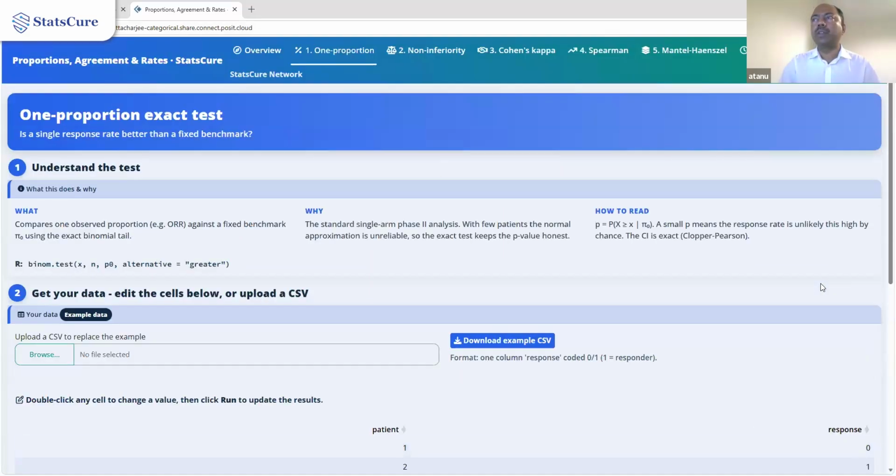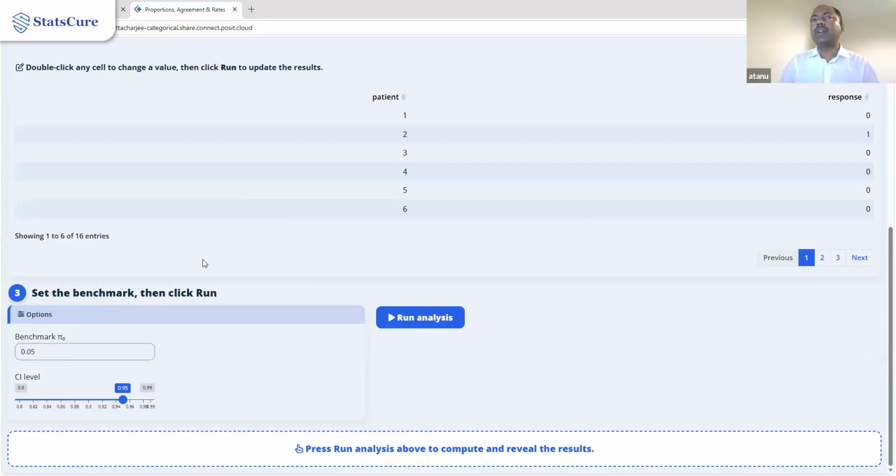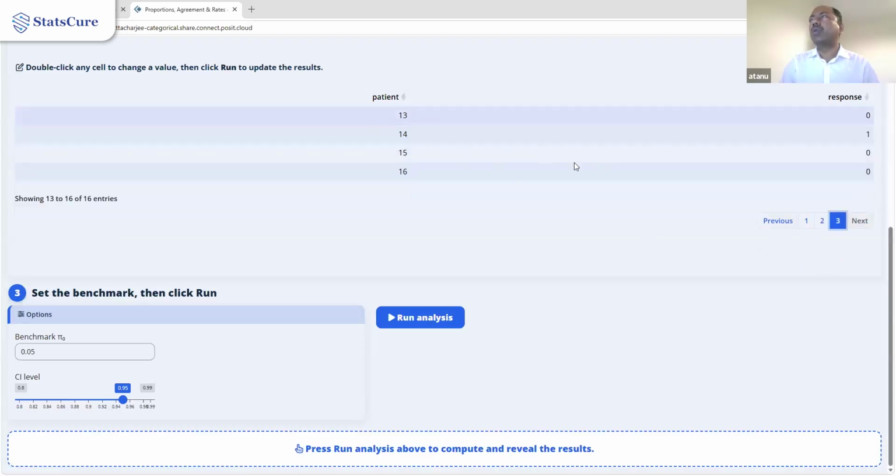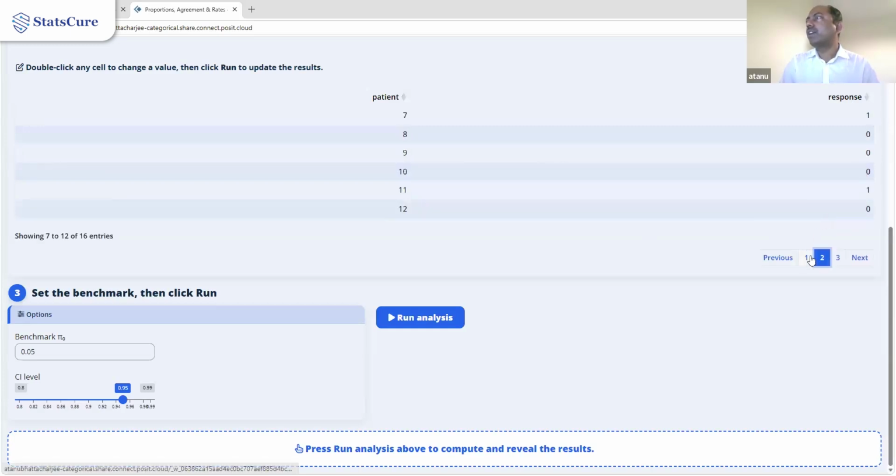So let me go through that. This one proportion tab is available, and it does exactly that binomial test. There is an option called greater and lower. Right now we have the 16 patients, as we explained in our slide, the first 6 patients, then the next 6 patients, and then finally the last 4 patients, and their responses are given as 0 and 1. As we see, there are 4 responders who have 1, and the rest have 0. The same thing is prepared here.